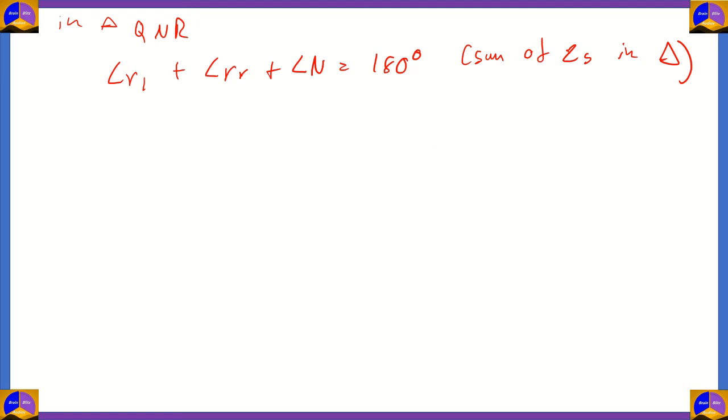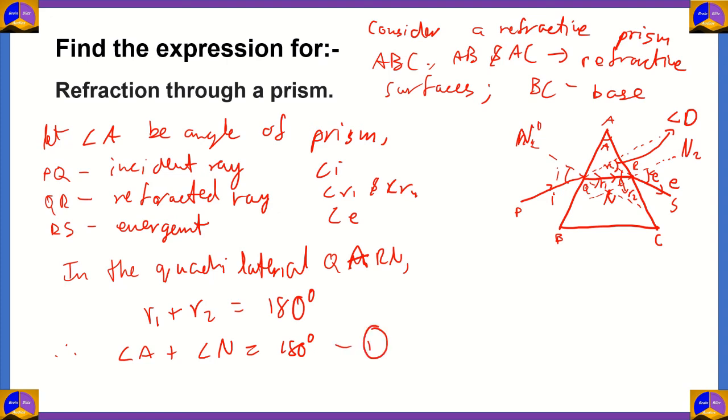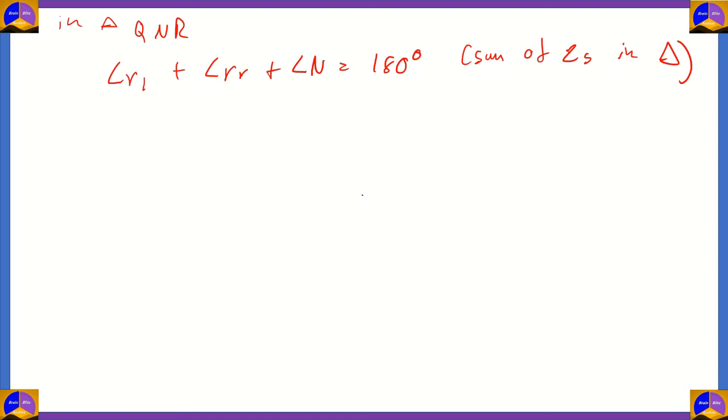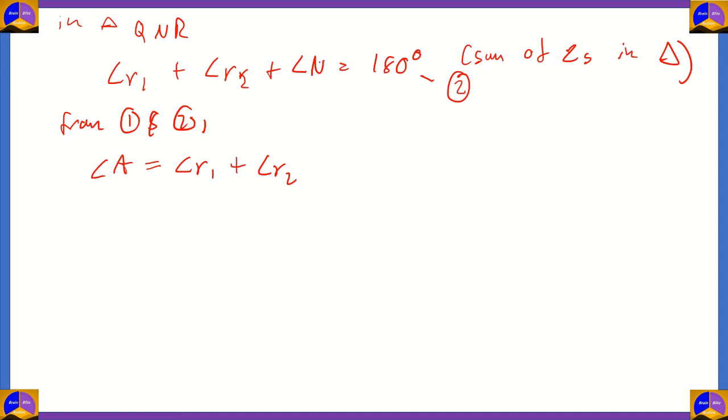So let's consider angle A plus angle N as equation 1, and angle R1 plus angle R2 plus angle N equals 180 degrees as equation number 2. So from 1 and 2, you get angle A equals angle R1 plus angle R2. Because in equation 1, angle A plus angle N gives you 180 degrees, and in equation 2, the sum of R1 and R2 plus N gives you 180 degrees. So angle A will be equal to angle R1 plus angle R2. We consider this as equation number 3.